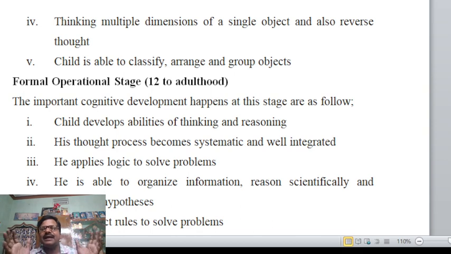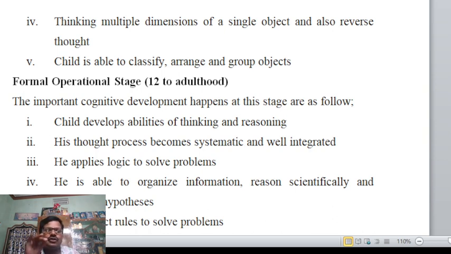The child can classify, arrange, and group objects. For example, you have given some animal specimens. The child will divide your animals and birds, on one side animals and on another side birds. On one side big-sized animals and small-sized animals. Sometimes you can also classify in different ways. So the capacity to classify, arrange, and group objects also develops. These are very important points for you. Try to understand. Such types of questions will come in multiple-choice questions.